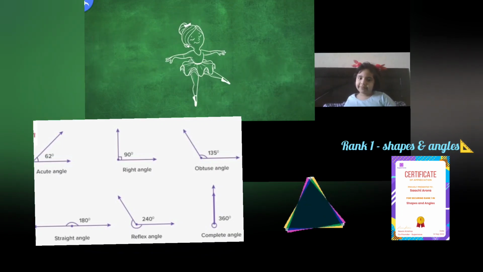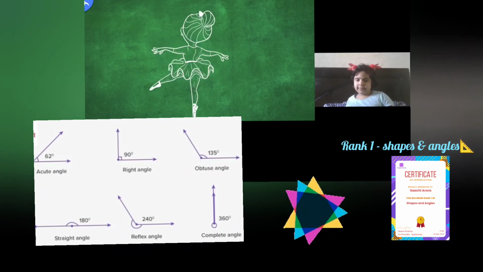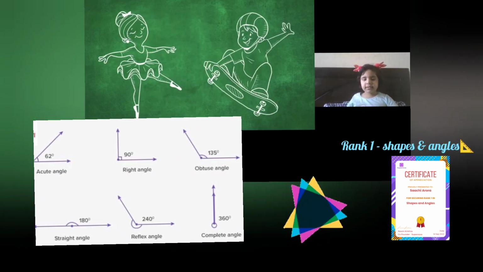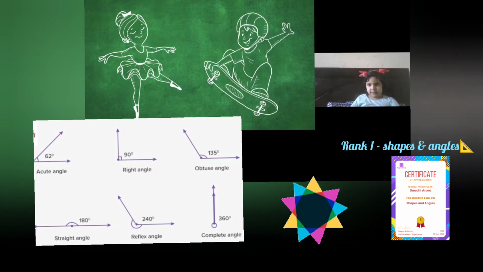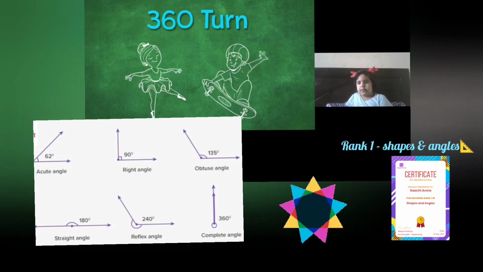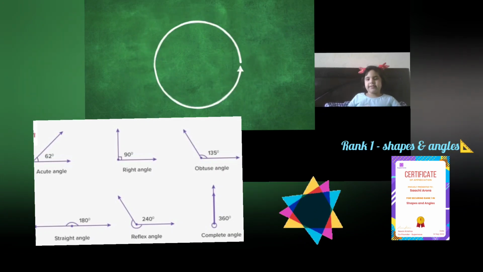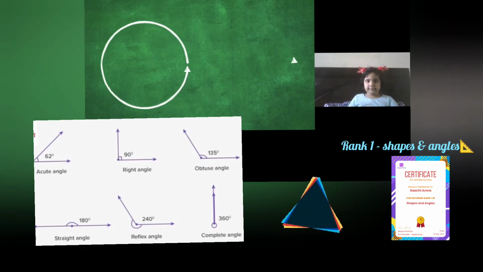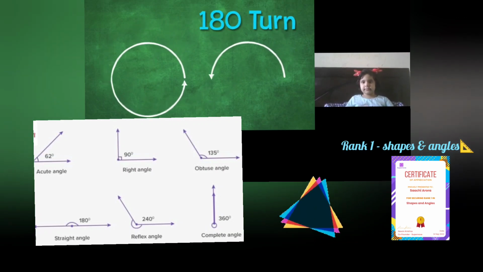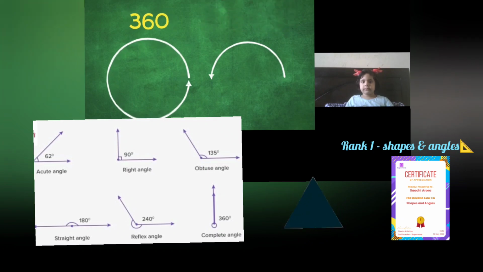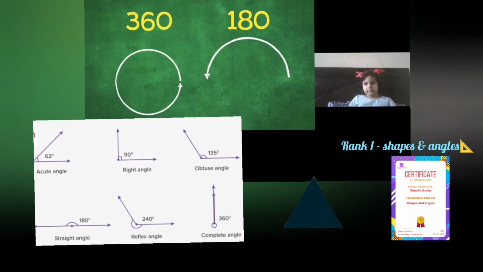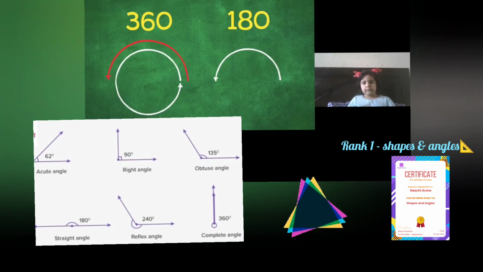Have you ever been dancing and spun all the way around? Or have you ever seen a skateboarder make a complete turn in the air to end up facing the same direction? That's called a 360 turn. If we draw a 360 turn, it looks like a complete circle. If someone turns halfway, that's a 180 turn, because 1/2 of 360 is 180. They're turning halfway through a circle.